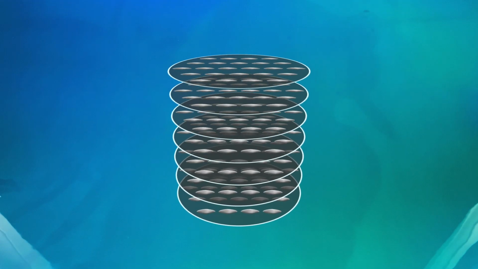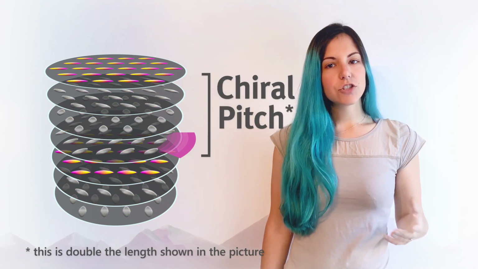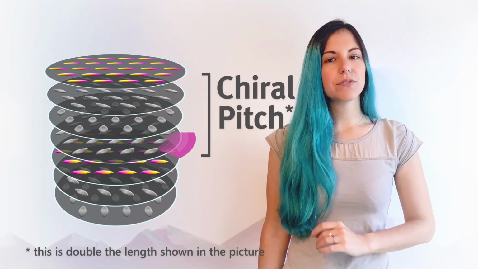So what is happening? Well, this is the structure of this particular liquid crystal. Each layer is composed of molecules aligned in a particular direction. Each subsequent layer is rotated by a certain angle from the first one, and so on until another layer has the same orientation as the first one. This distance is called the chiral pitch, and it is generally of the order of hundreds of nanometers, which is basically the wavelength of light.